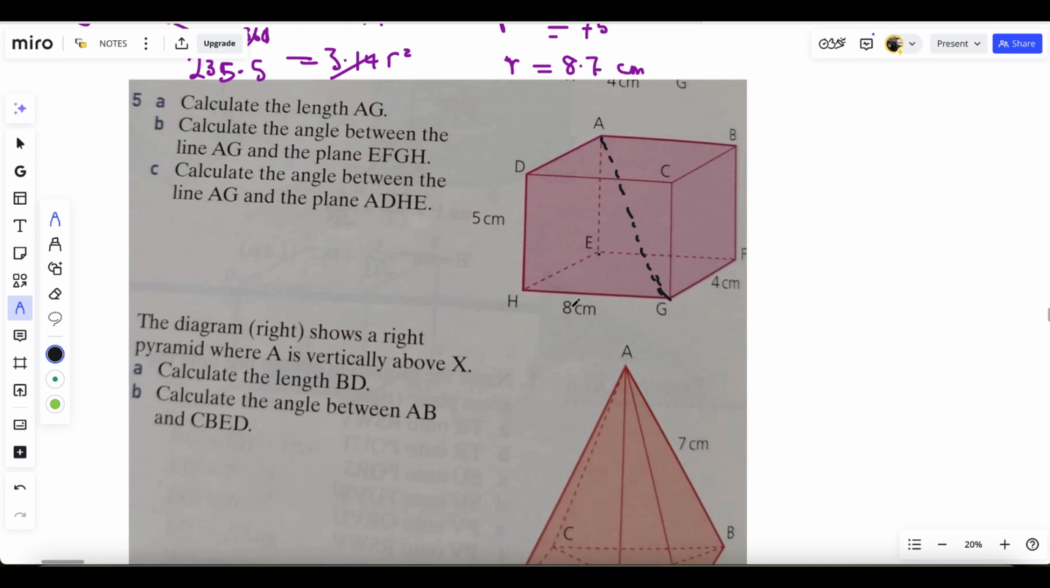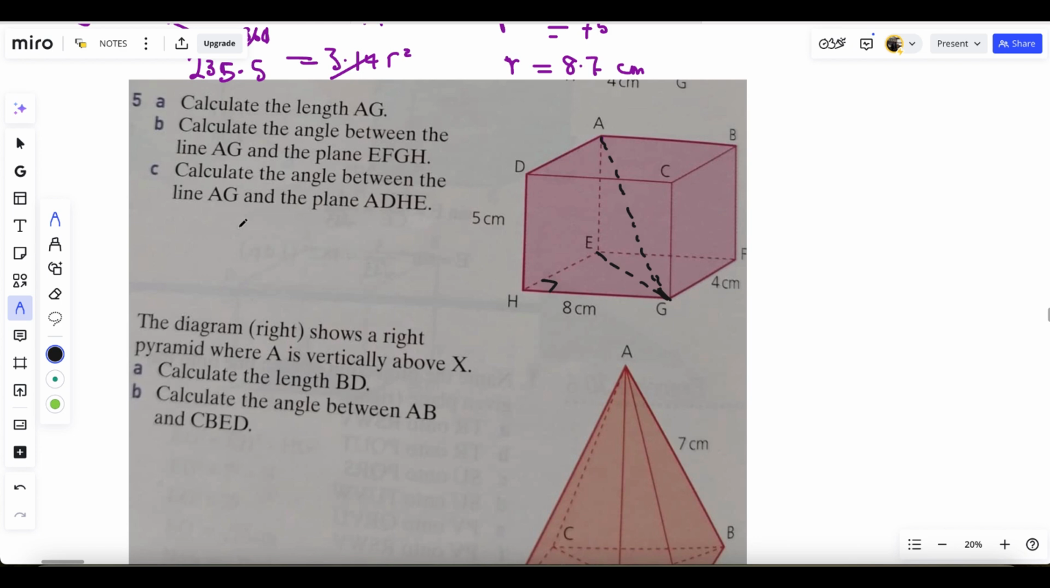We know here is 8, and we can find here. We have to find this diagonal first, this diagonal EG. If you get EG, you'll be able to get AG. Now let's begin to see what works. If here is 8, if here is 4, here is 4, so this is a right angle triangle.